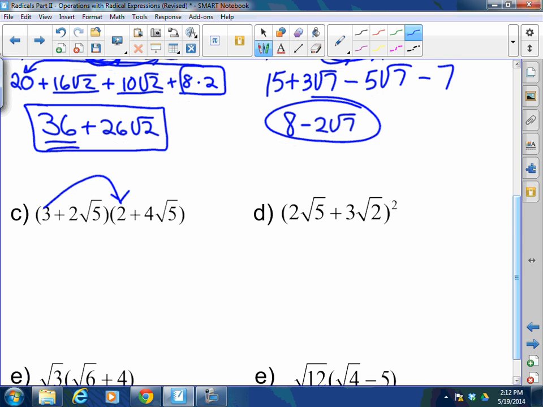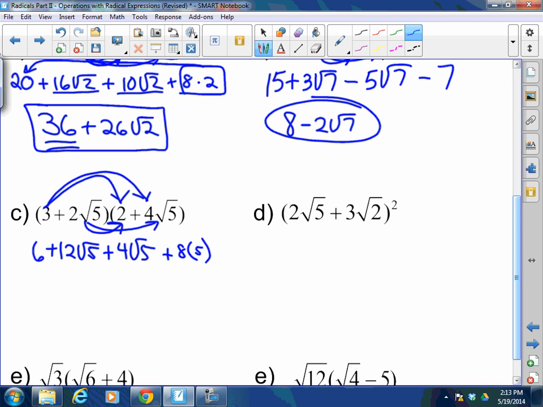What's 3 times 2? 3 times 4 square root of 5. 12 square root of 5. Beautiful. 2 square root of 5 times 2. 4 square root of 5. Beautiful. 2 square root of 5 times 4 square root of 5. Be careful. No. 2 times 4 is 8, times 5. And that's 40, right? 8 times 5? Yes, sir.